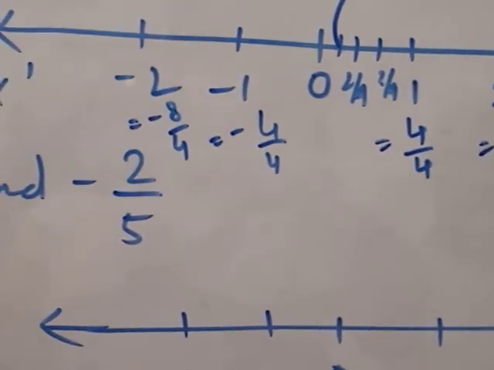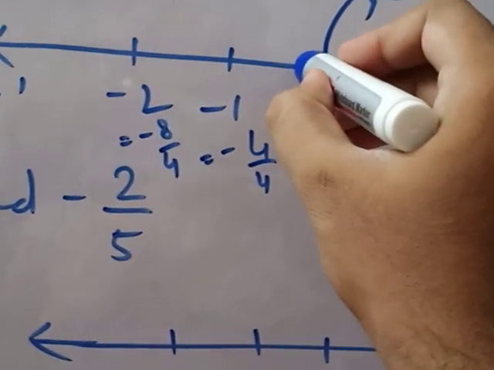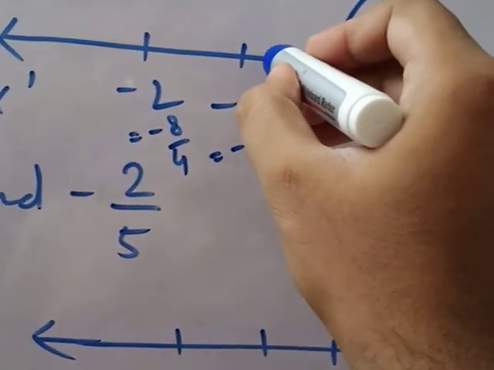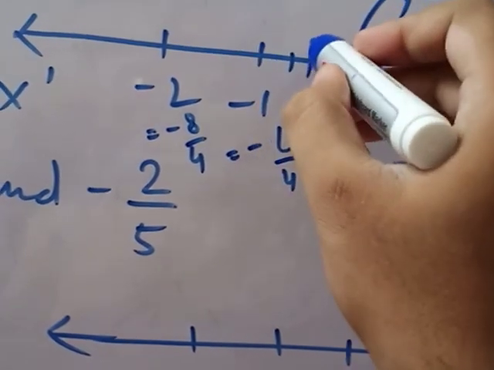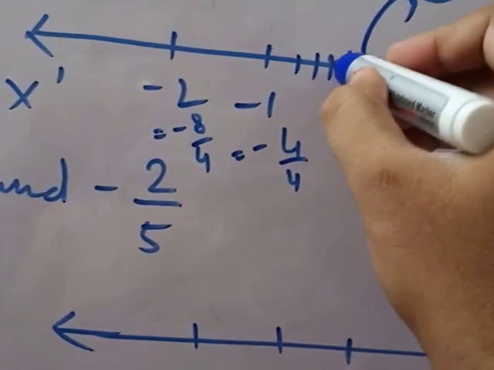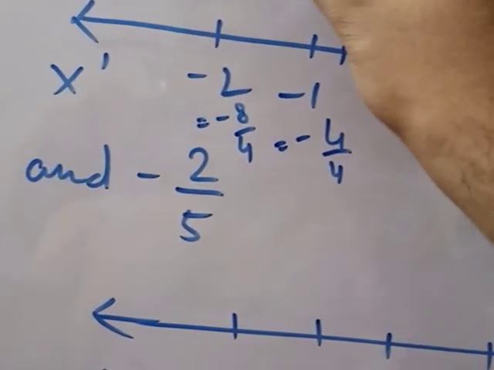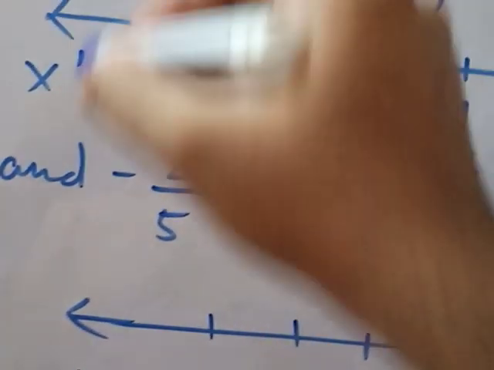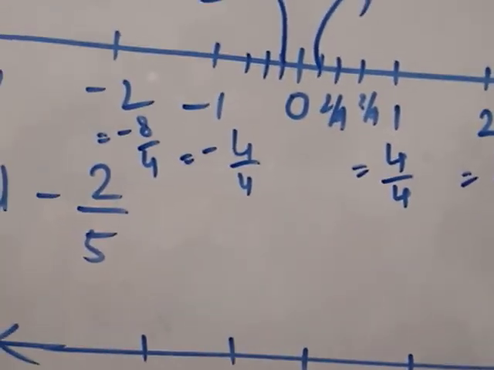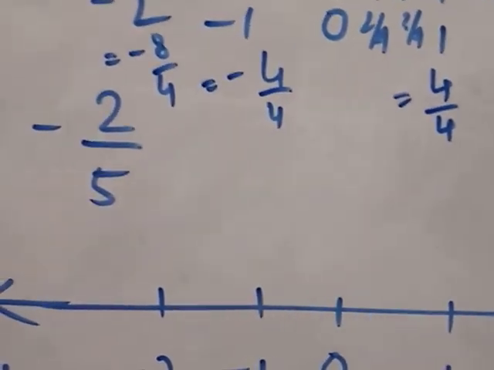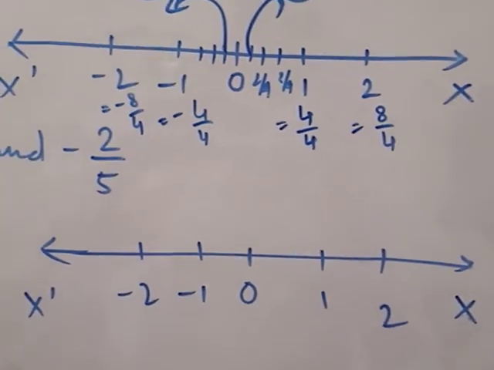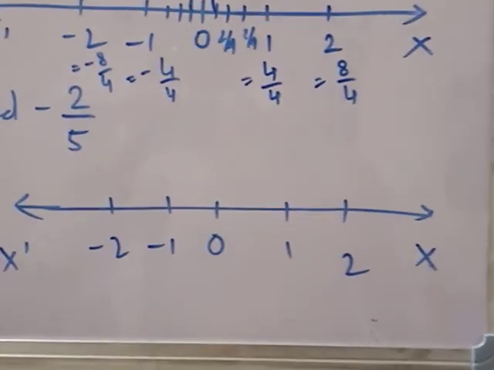Now same, this is minus 1 by 4. 1, 2, 3 and this is 4. That means minus 1 by 4 for the first one. The second one minus 2 by 4. The third one minus 3 by 4 and the fourth one minus 4 by 4. That is minus 1.